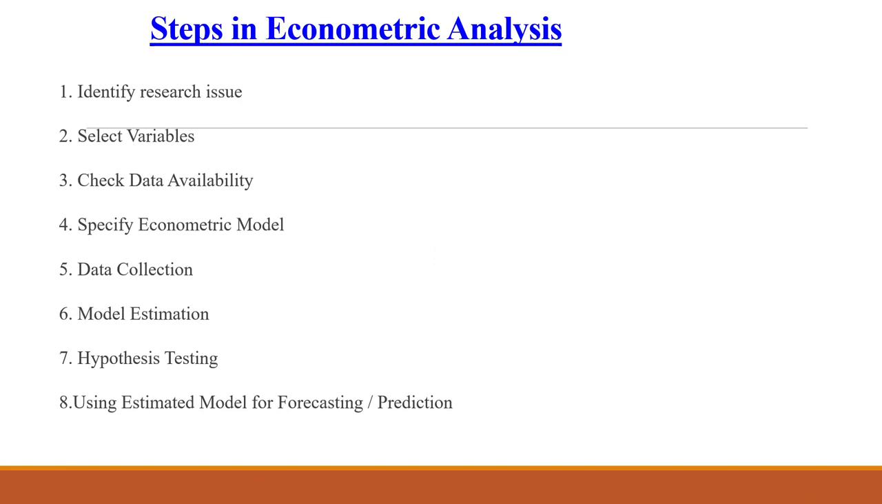The steps in an econometric study are: first, we want to identify the research issue. On that basis, we will select the variables. On that basis, we will check the data availability. Then we will specify the econometric model. The data collection is done. Then the model estimation is done. Hypothesis testing is done. And then this model will be used for forecasting and prediction.